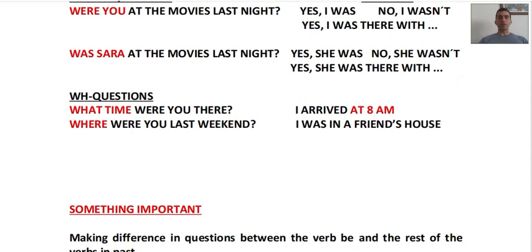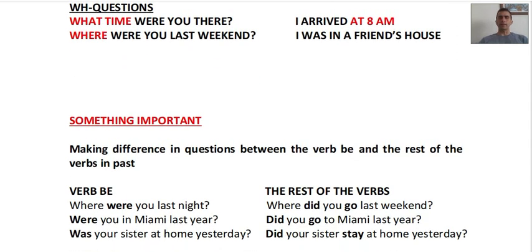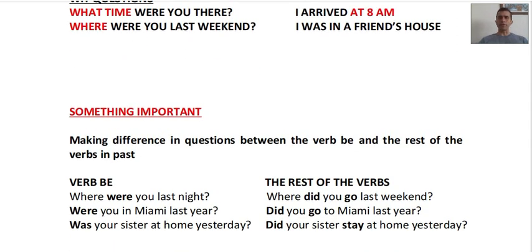Ok, let's continue. Something important, algo importante a tener presente lo siguiente. Something important, making difference in questions between the verb be and the rest of the verbs in past. I want you to pay attention to the following two columns. For the first one, we have the verb be in past. For the second one, we have the rest of the verbs. Mira que aquí tenemos un par de preguntas, dos columnas. ¿Cuál es la diferencia? A la izquierda tenemos el verbo be, ser o estar en pasado. Y mira que a la derecha tenemos otros verbos. ¿Qué quiere decir?